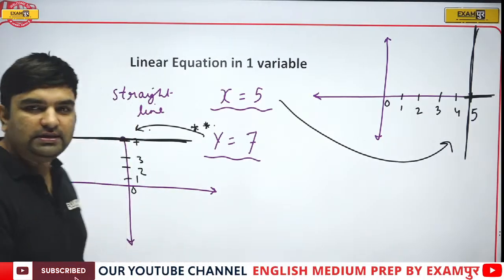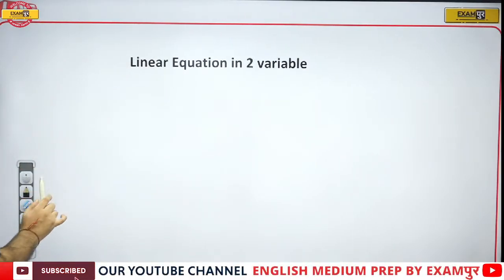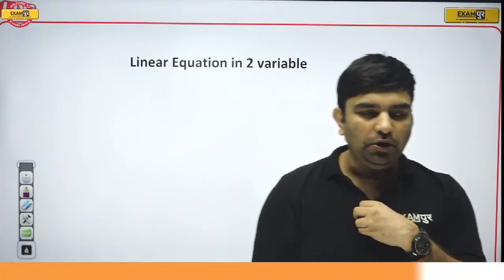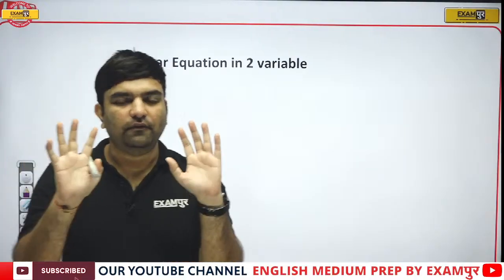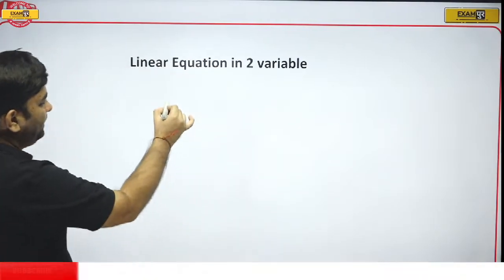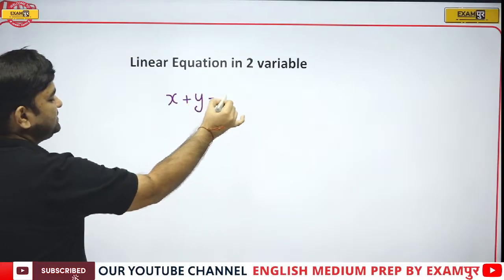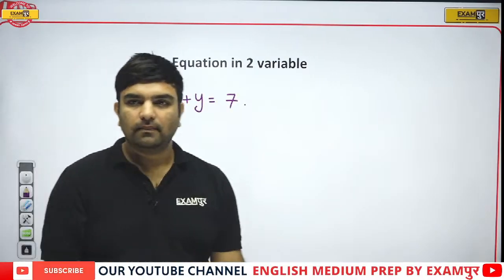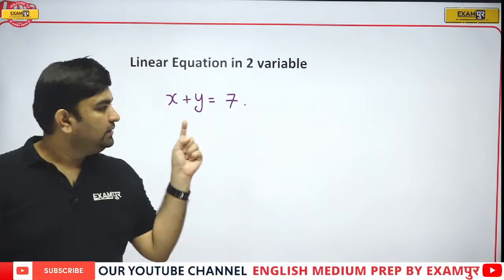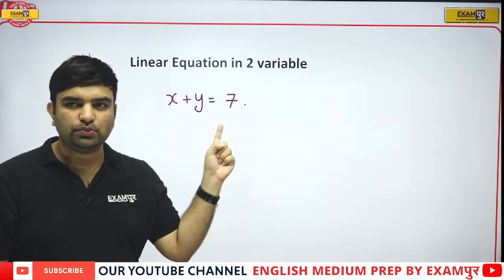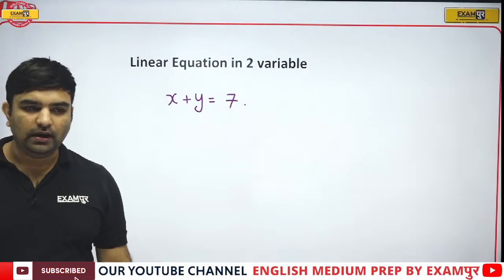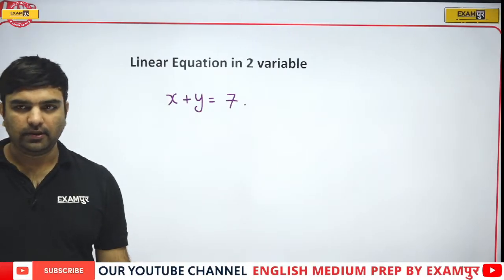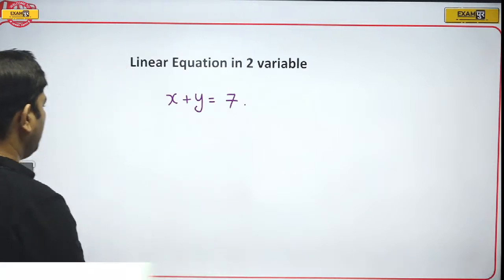Okay, now let's move on to linear equations in two variables, where two different variables would be there. So, for example, x plus y is 7. This is also a linear equation. The highest power is 1 and two different variables are there. So this is also the equation of a straight line.